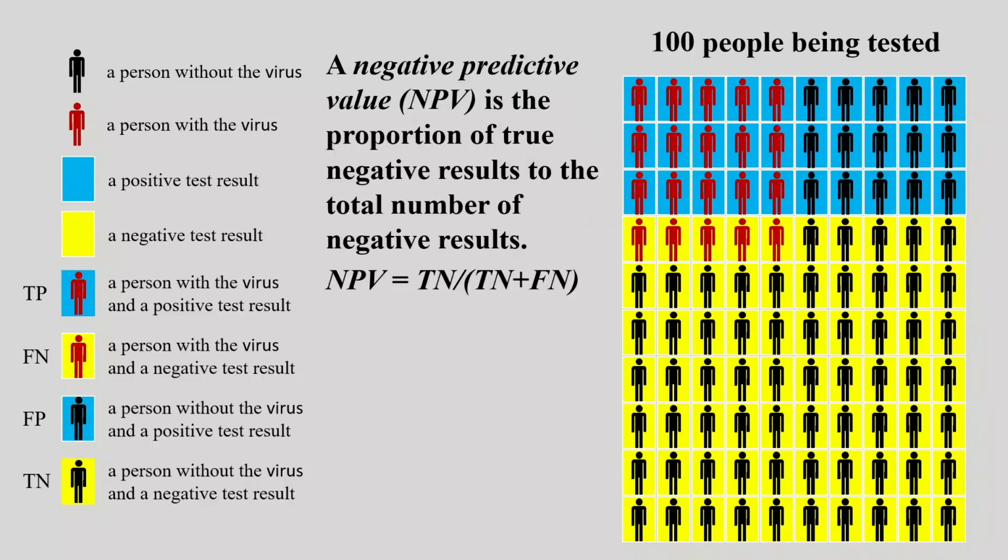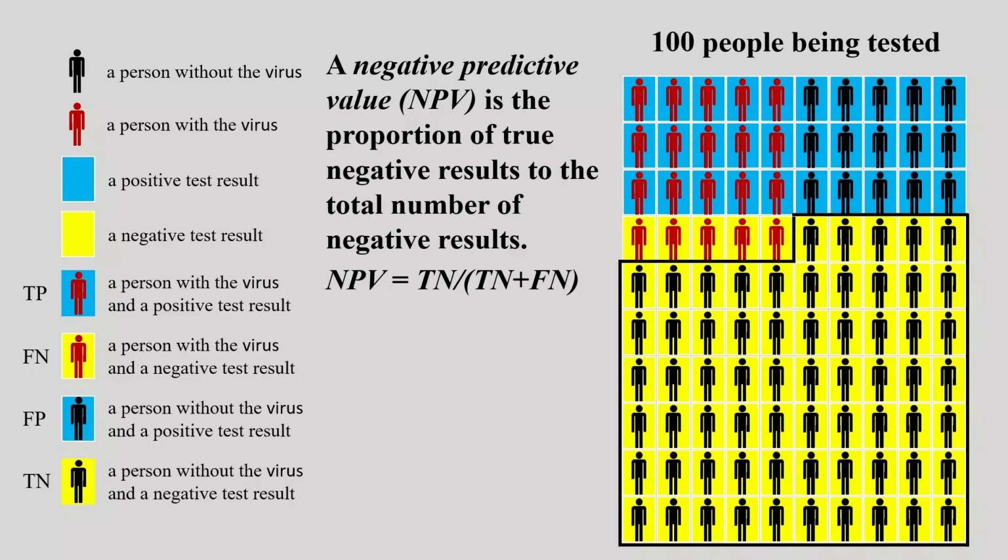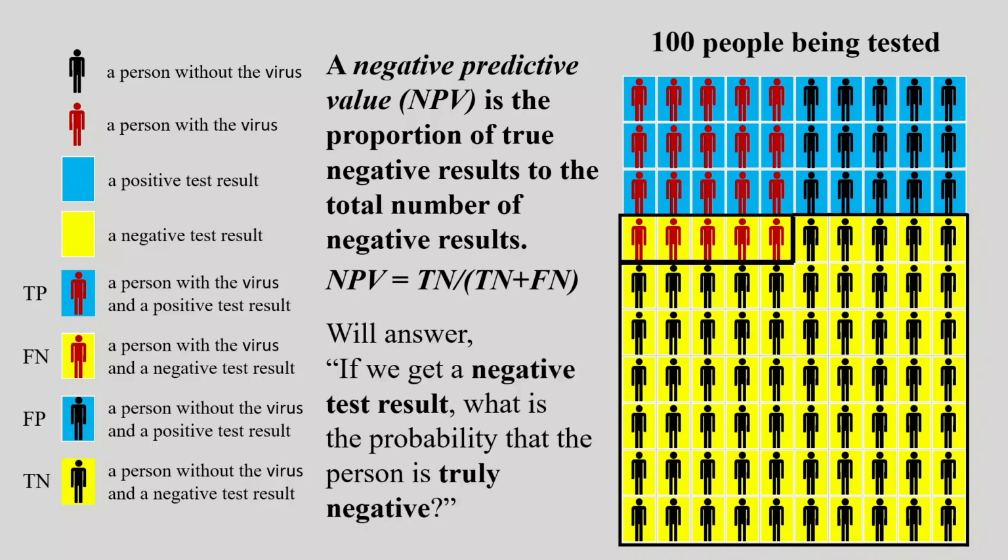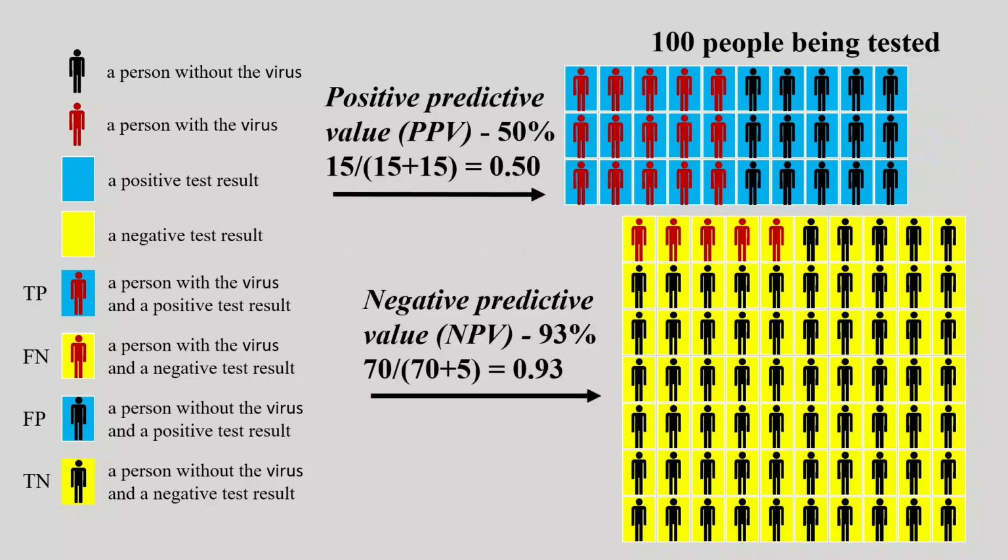A negative predictive value, or NPV, is the proportion of true negative results to the total number of all negative test results. The negative predictive value will answer the question, if we get a negative test result, what is the probability that the person is truly negative? In our scenario, the negative predictive value was 70 divided by 70 plus 5 equaling 0.93 or 93%. Or, put another way, there is 93% chance that the negative test result came from testing a non-infected person and a 7% chance that the negative test came from testing an infected person, a false negative test result.